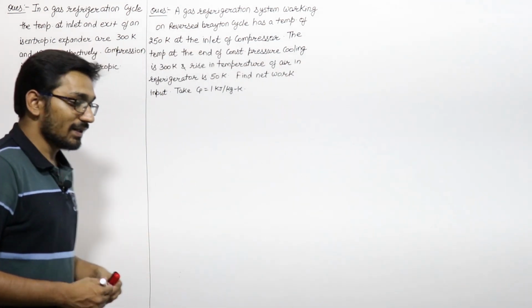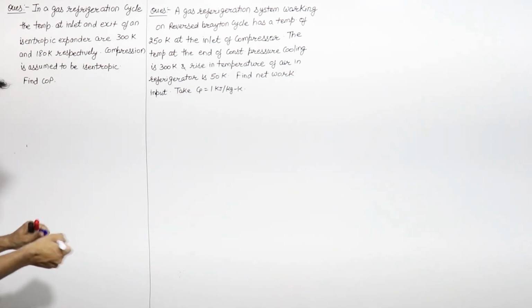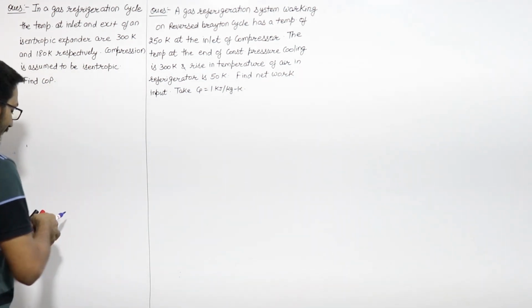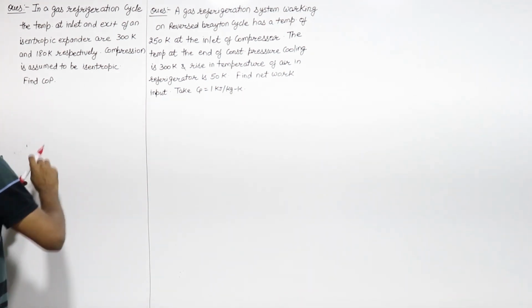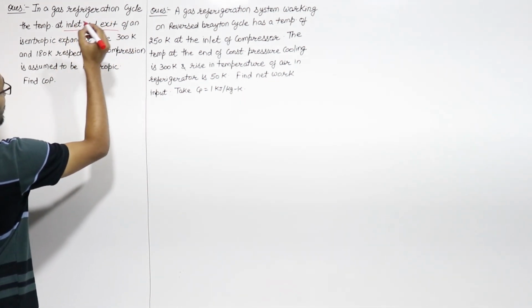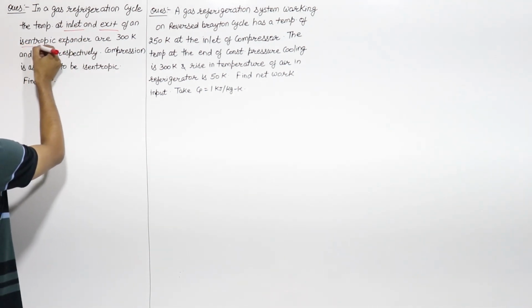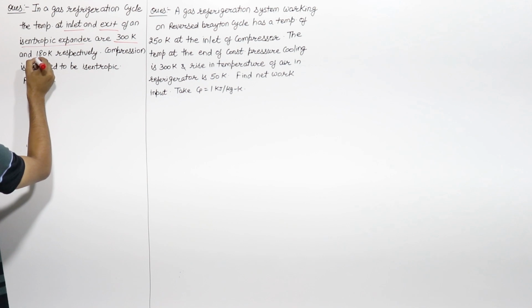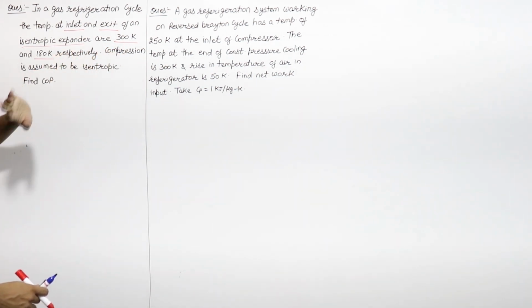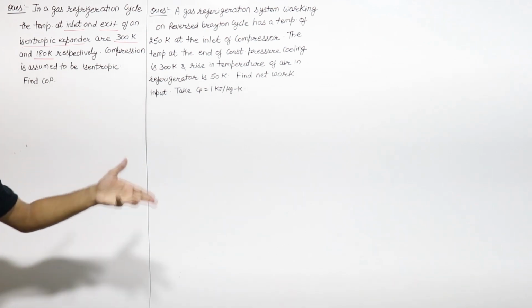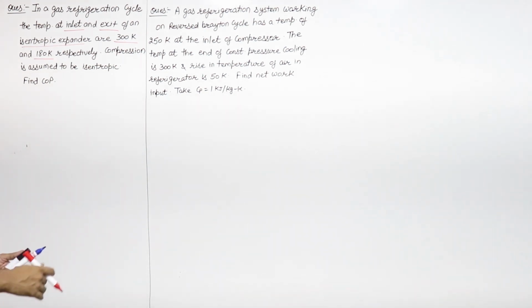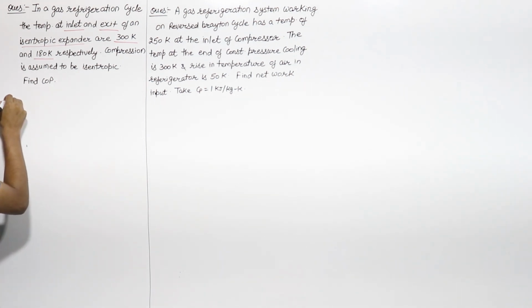It says that in a gas refrigeration cycle, the temperature at the inlet and exit of an isentropic expander are 300 Kelvin and 180 Kelvin respectively. At the inlet of the turbine and at the outlet of the turbine, the temperature is 300 and 180. Compression is assumed to be isentropic, there are no losses. Then we have to find the COP. This is a very basic question, directly formula used.